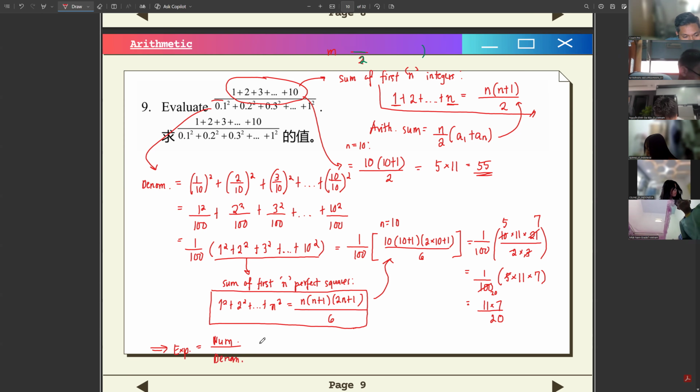What was the value for the numerator again? This one, right? The 55. Okay, so this is 55. And then for our denominator, it's this one. 11 times 7 over 20.